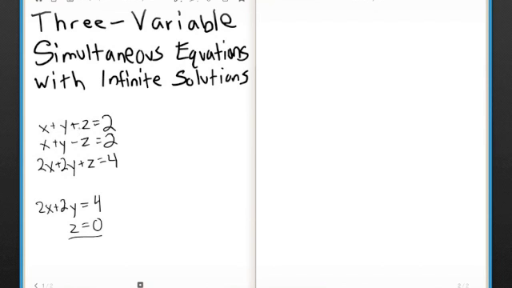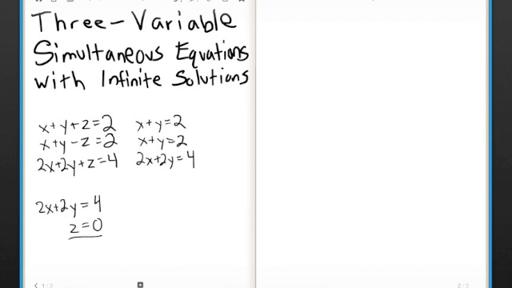So what that means, if z is 0, then we can take z out of all three of these equations and still get the same result. So x plus y will be 2, x plus y will be 2, and 2x plus 2y will be 4. We took out the z's in each one of these. Now what you can see here is that all three of these are the same equation. Obviously the first two are the exact same, but this last one is just the same thing multiplied by 2.